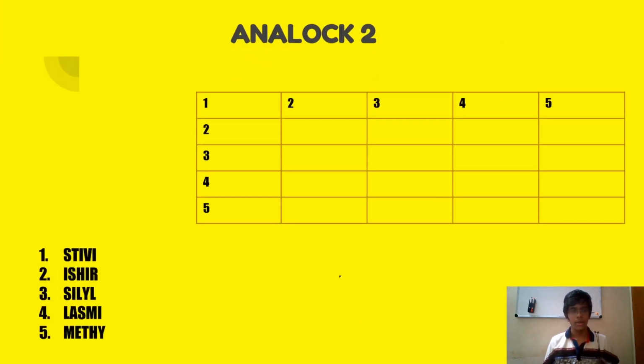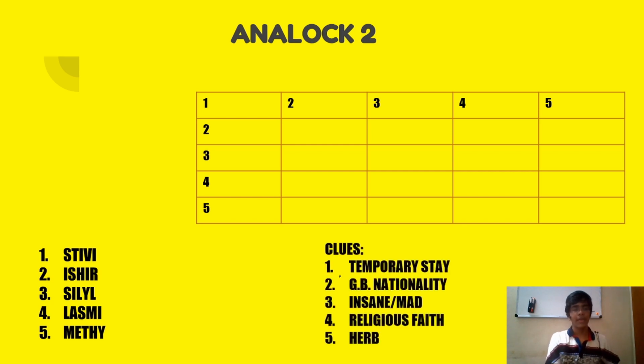Analog 2. So we have so many stuffs going on here, and we have the anagrams on the left and the clues on the right. The clues are: temporary stay, GB nationality, which is nothing but nationality in Great Britain, GB meaning Great Britain. Next is insane or mad, religious faith, and a herb. So pause the video right now and try solving this analog. I hope you have solved the analog and came up with the answer.